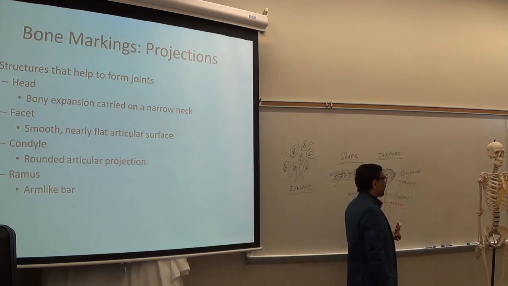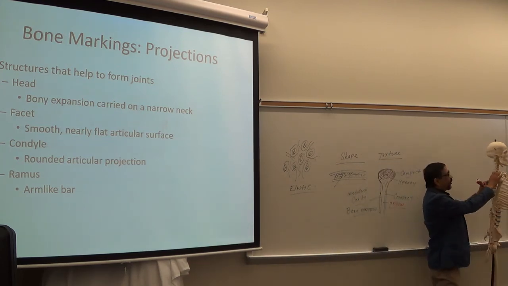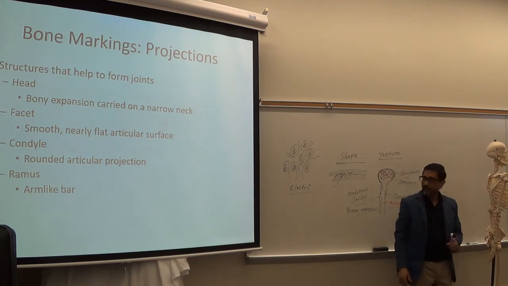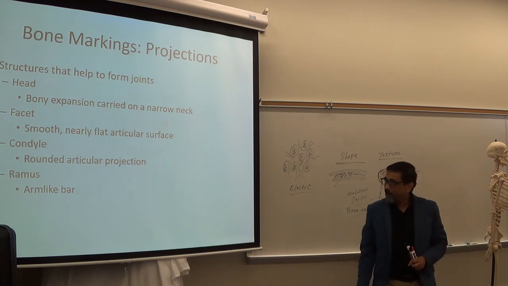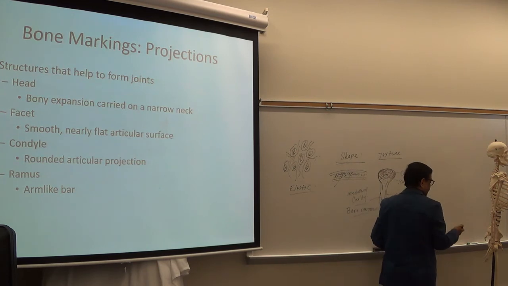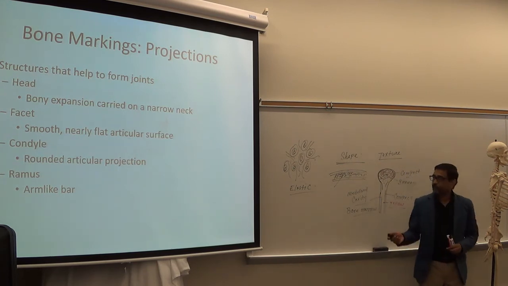Ramus. Arm-like part of a bone is called a ramus. It looks like an arm. So this is the ramus of the mandible. You already know, and you see, this part of the ramus forms the temporomandibular joint. So this part is called the condyle, the mandibular condyle. It is forming the joint, the upper part of the ramus. So those are the structures for the joints.